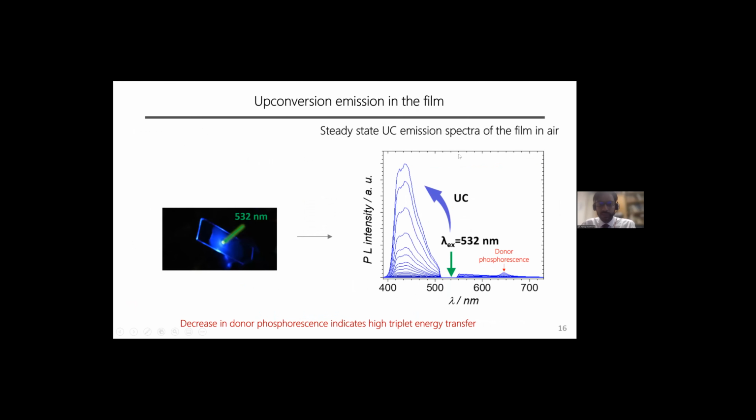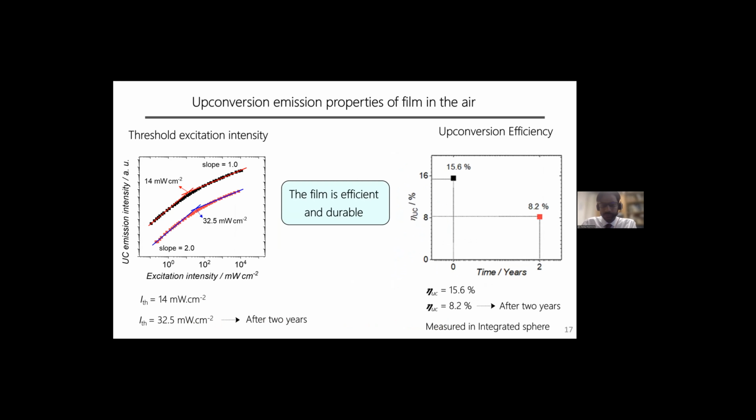You can see this is the steady state upconversion emission spectra of the film in the air. This film shows very nice photon upconversion in the air, which indicates that there is no oxygen quenching and TTUC can work efficiently inside this film. From this figure, you can see this is the phosphorescence of the donor, which is decreasing, and this is the fluorescence of the annihilator or emitter, which is increasing. It indicates efficient triplet energy transfer from the sensitizer or donor to the acceptor molecule.